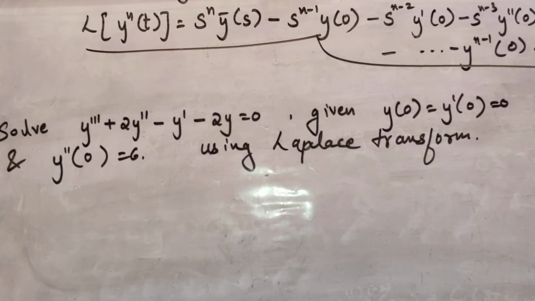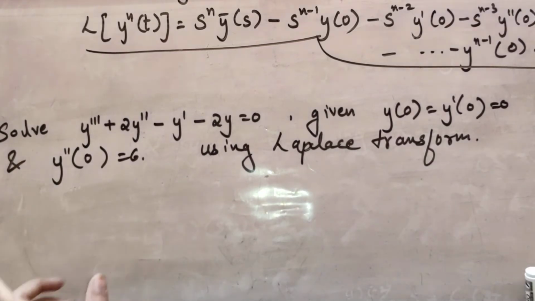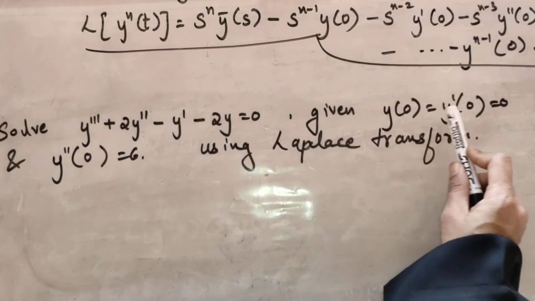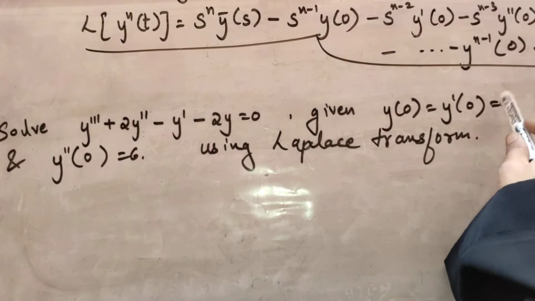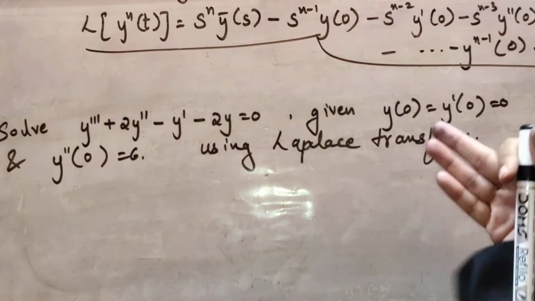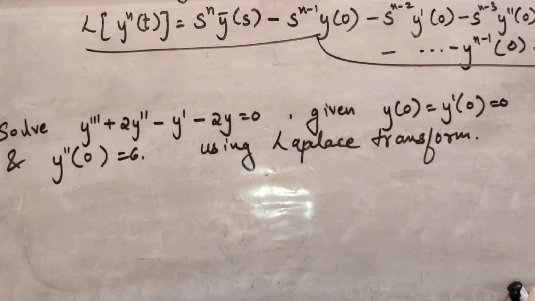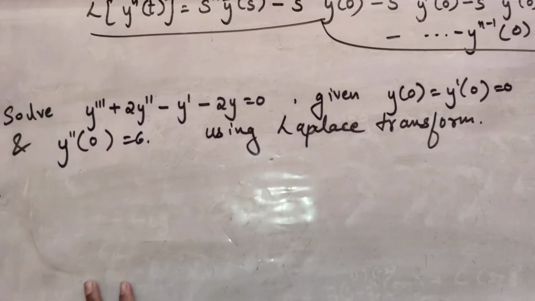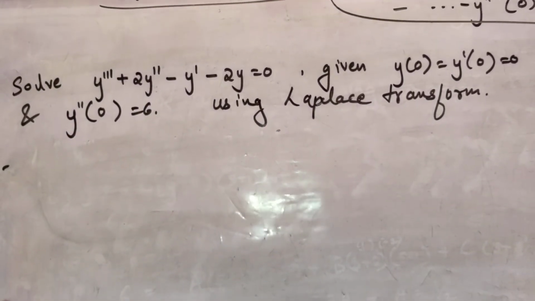Using the Laplace transform, let us see how to solve linear differential equations. Directly, I have just shown you a problem here. It's written y triple dash plus 2 times y double dash minus y dash minus 2 times y is equal to 0, and it's given that y of 0 and y dash of 0 are 0 in the beginning. These are called initial value problems. All these types of problems where the initial values are given to you are called initial value problems. Using the Laplace transform, you are going to work out its solution. So let's see how to solve this.